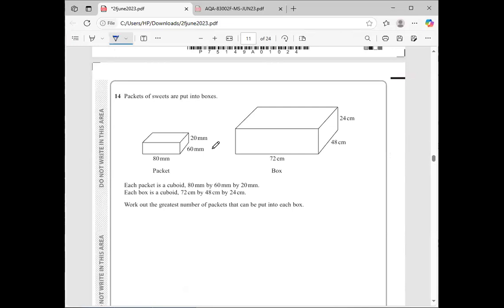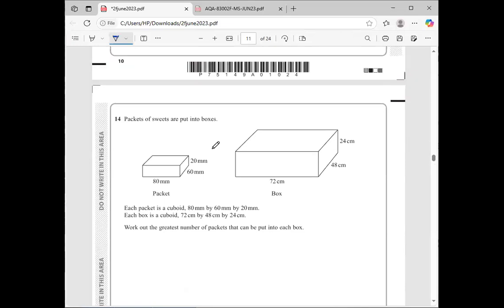Okay, what about this one? Packets of sweets are put into boxes. Sorry, take a look at this one. 1 minute, please. I'm done. It's 2 hours.